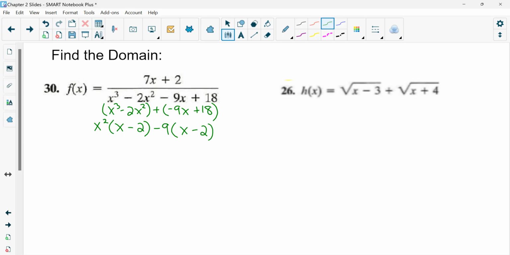So once I have that, I can then pull out a GCF of x minus 2 from each term. As I divide each of these terms by x minus 2 to see what I have left, I'm left with x squared minus 9. All right, and what can I do with the x squared minus 9? I can factor that with difference of squares, yep.